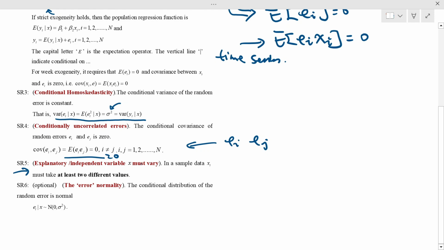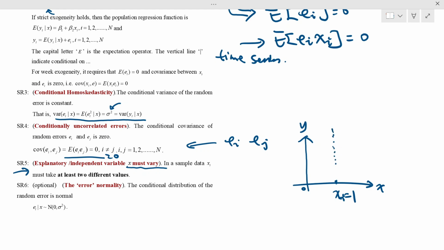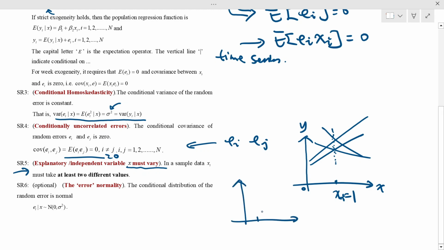Assumption 5. We need x to have variation. This is easy to see. This is y, this is x. If x has no variation, suppose xi is always equal to 1, and then we have different y, then we cannot really fit the line because there are so many lines that can fit. So we do need x to have variation. So maybe x1, x2, then we can fit the line. So we need x to have variation.